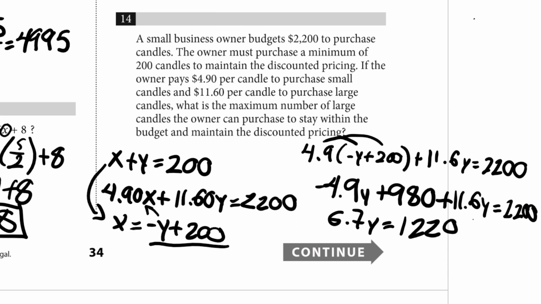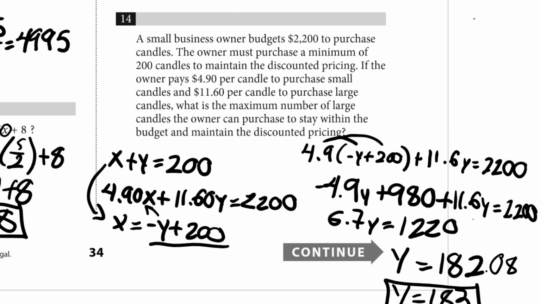And then we're going to divide by 6.7 on each side to give us y equals 182. So since this gives us a decimal, we need to buy a total of 183 large candles.